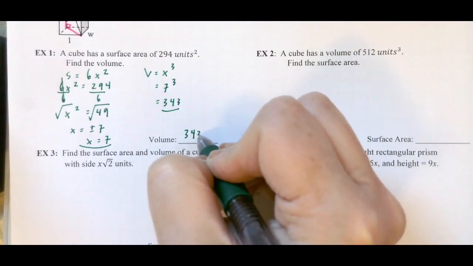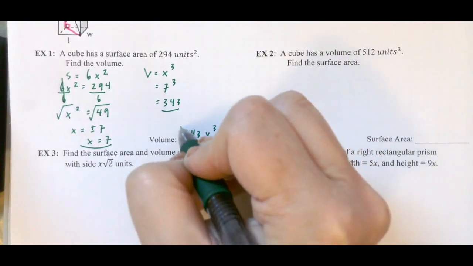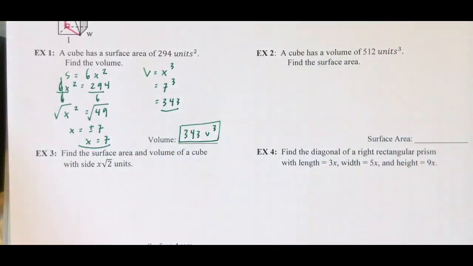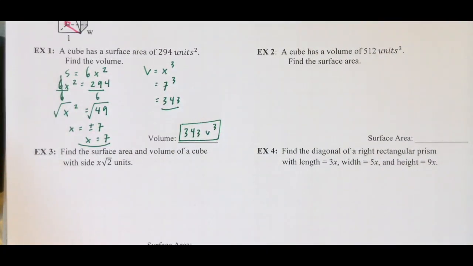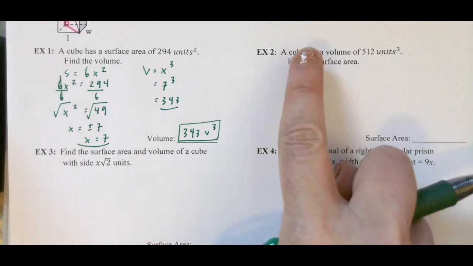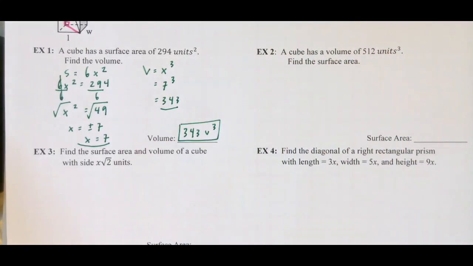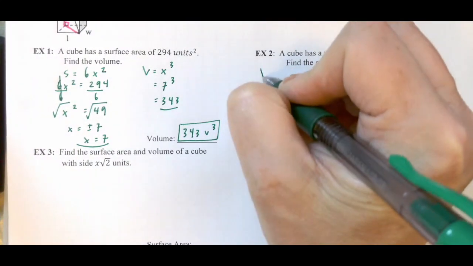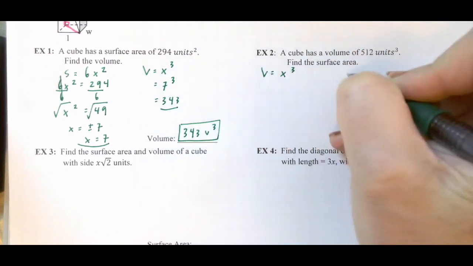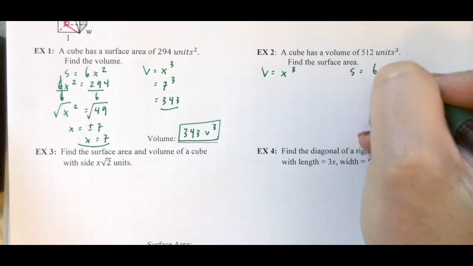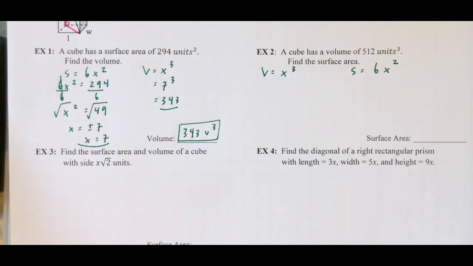Now volume we always express as cubic units, units cubed, because we're looking at the number of non-overlapping unit cubes that fill up a figure. Okay, example 2, I'm giving you a cube with a volume of 512 cubic units. We want surface area. So again, volume is a side cubed. Surface area is 6 perfect squares. So 6 times x squared. I need to find a side length.